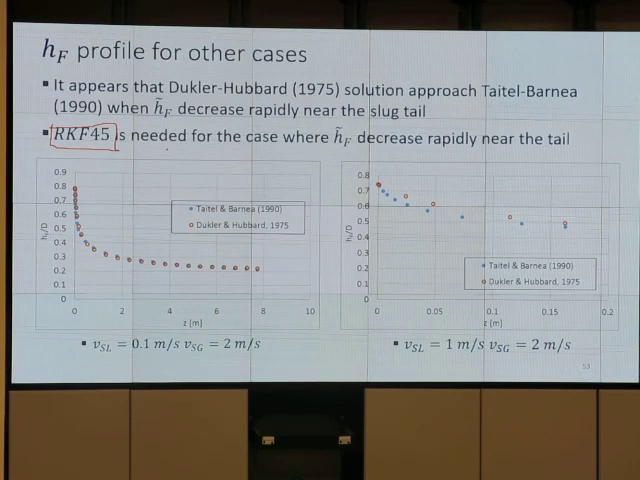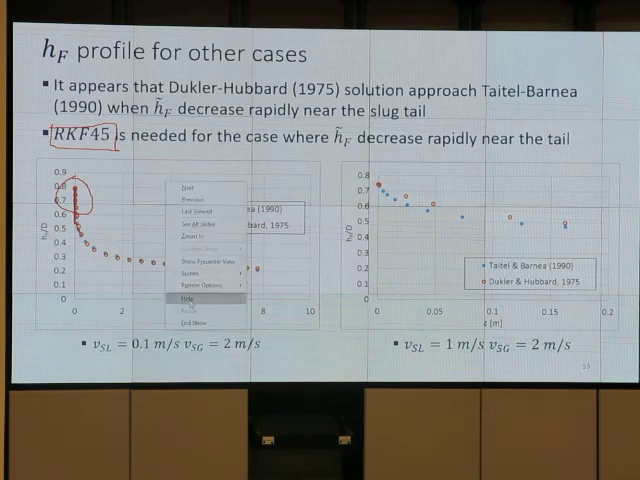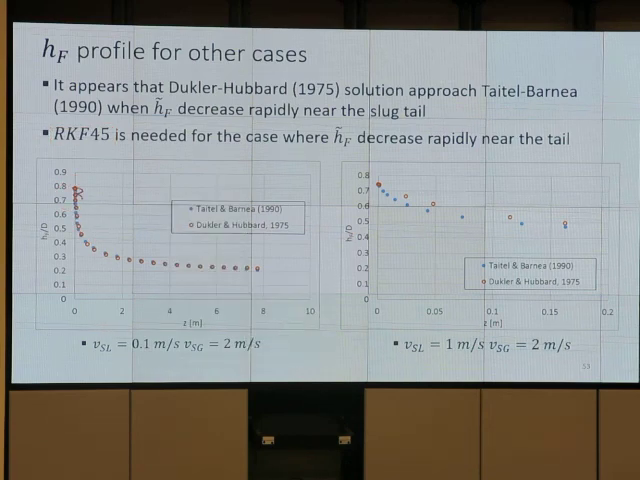If I have a shape that drops quickly, it's very steep here. What is the slope over there? Almost infinity, right? And if I do anything, it's going to be a lot. So I can use RK45 to help me go small. Got it?